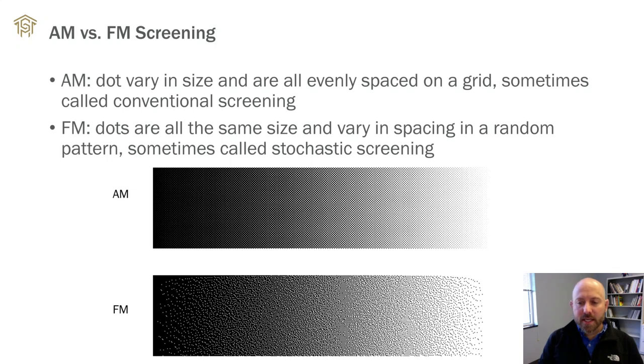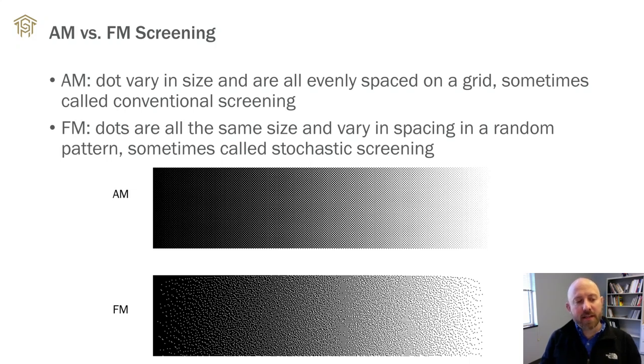Now this is something I'm bringing up because there is a big difference in how we print halftones. There are two different ways: AM screening or FM screening. AM is where the dots are very evenly spaced on a grid, and it's a very clean pattern that we wind up seeing. The spacing of the dots stays the exact same. What changes is the size of those dots.